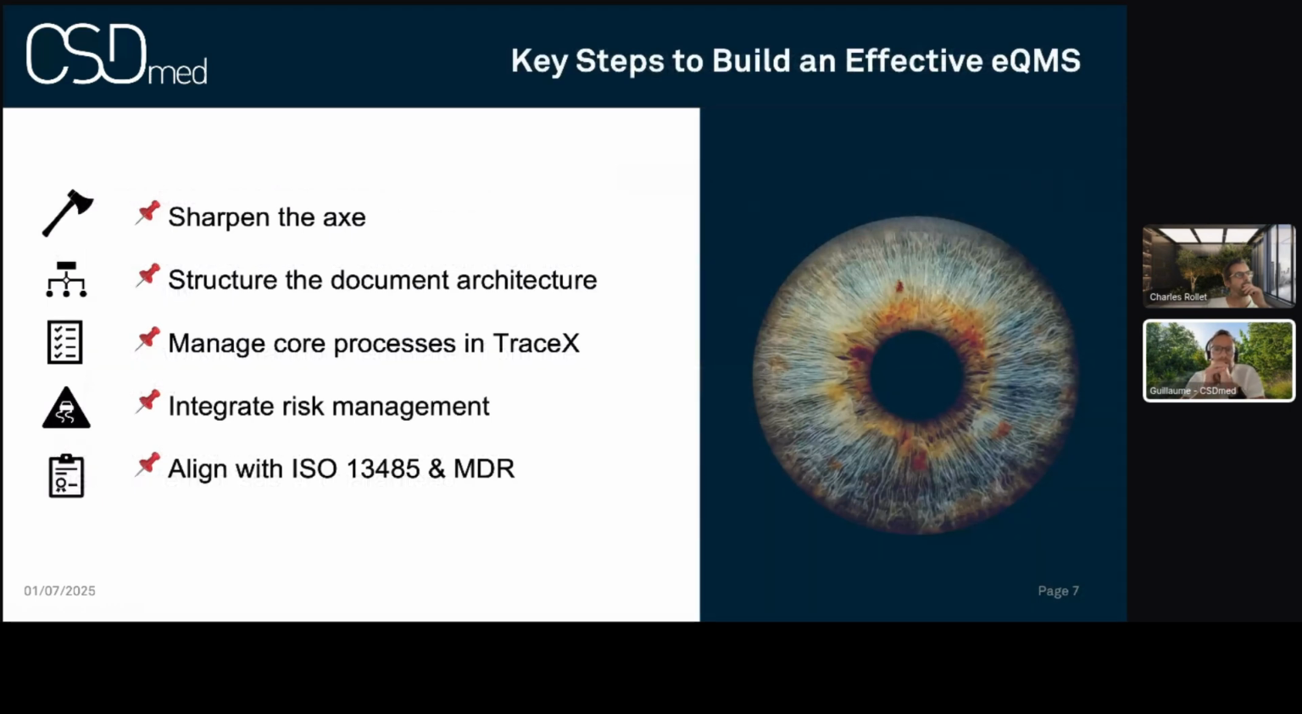This is a method I use with my clients. Five clear steps adaptable to your maturity level. The goal, remember, is to avoid overkill while covering the fundamentals, okay? So step 0, sharpen the axe. You will see in the next slide. Step 1, your architecture of documents. Step 2 is your core processes. Step 3, don't forget the risk. And step 4, you cycle back to ISO 13485 and MDR to check your compliance.